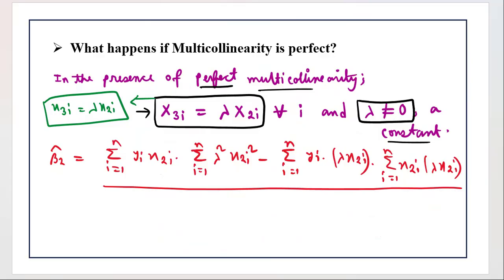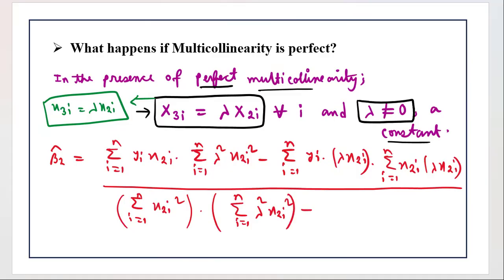In the denominator, you will have summation i from 1 to n x_2i square, minus summation i from 1 to n lambda square x_2i square, summation i from 1 to n x_2i, and then you have lambda x_2i and the whole square of that. So once you substitute what we got from perfect multicollinearity, this will be this expression. Now you can simplify. Here you have lambda square, and here you will also have a lambda square. Lambda from here, lambda from here. So lambda square will come out.